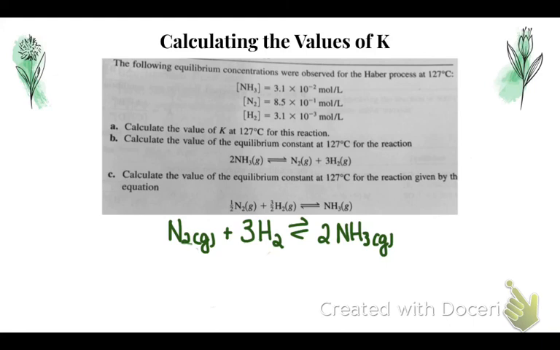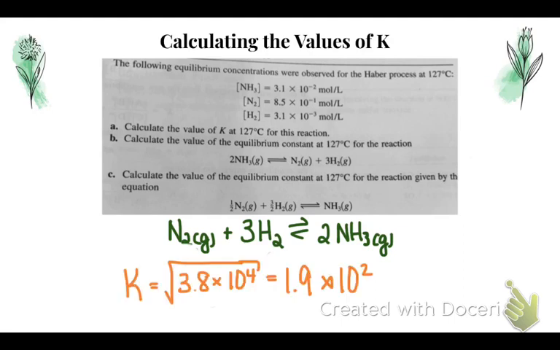If you see coefficients divided by a common factor, the corresponding root is taken. For this example, we divided by 2, so we're going to take the square root of K to get the new K value. If the coefficients were divided by 3, then we would take the cube root of K. Here you can see I took the square root of our original K value, 3.8 times 10 to the fourth, and the square root of that is 1.9 times 10 to the second.